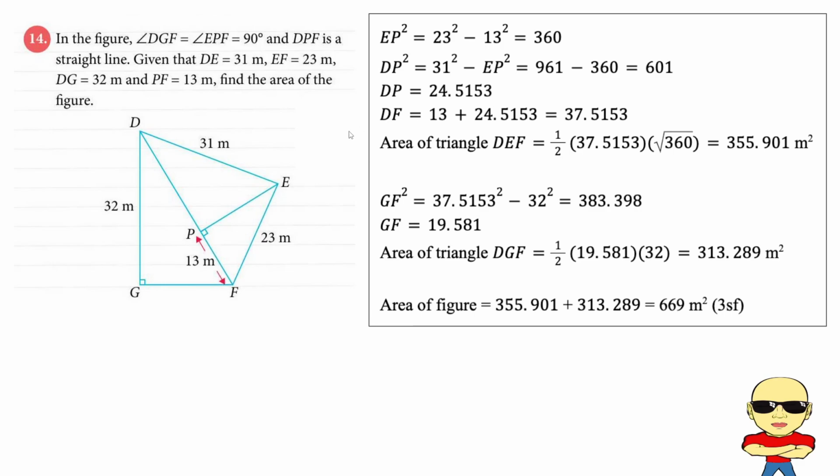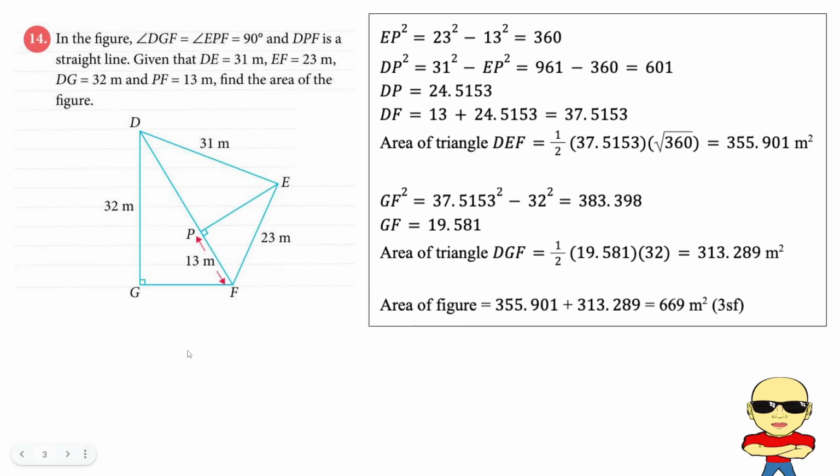Then we add 13 to it to find DF, the base of triangle DEF. So the base DF is 37.5153. Then we can find the area of the triangle: half times the base DF times the height. The height is actually EP, and EP squared is 360, so EP is the square root of 360. That gives us 355.901. So that's the area of the first triangle.